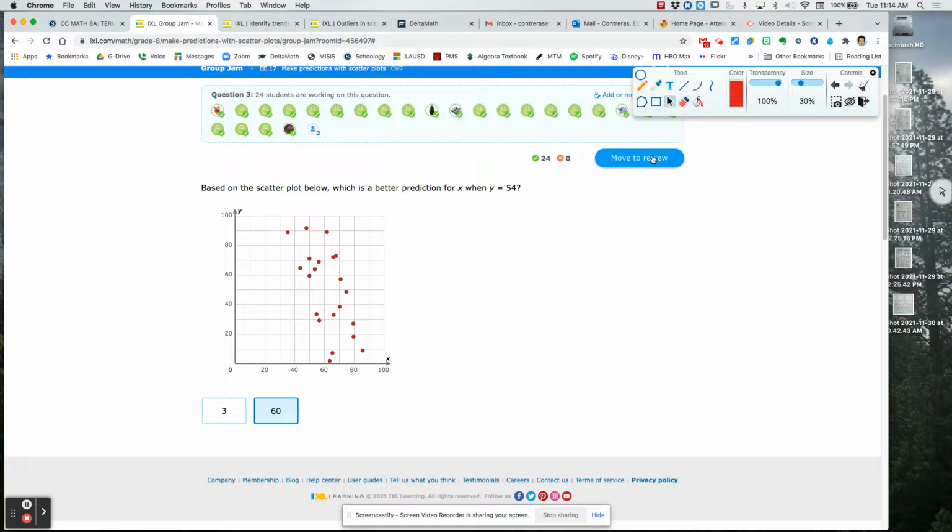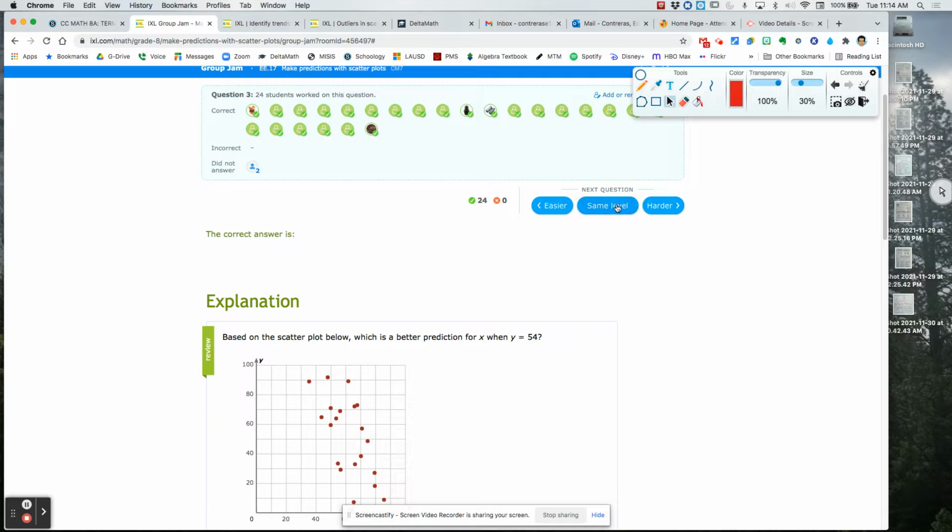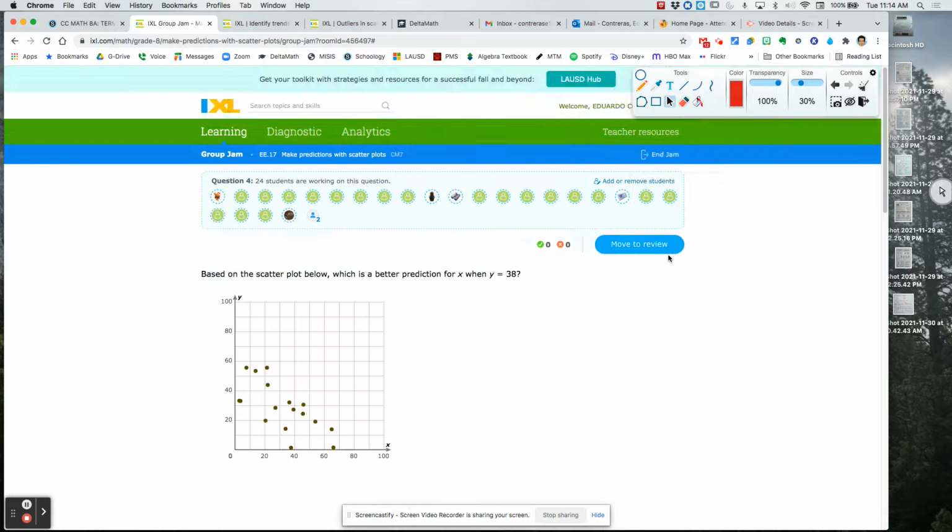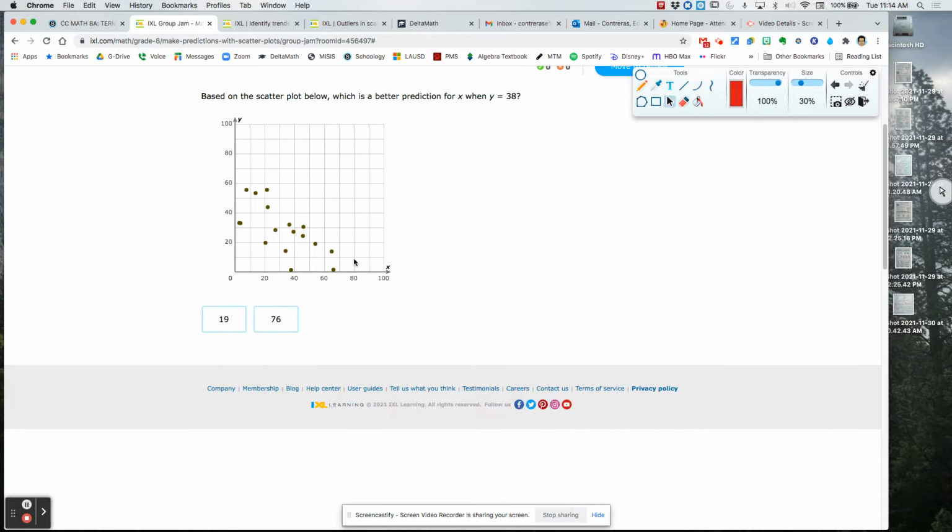Okay, this next one I'm going to let you do on your own. Same level. Here we go. So draw your line of best fit. Remember, it should be where you have about as many points on one side as the other, kind of in between. So draw a line. Looks like it's a negative association. And it says, which is a better prediction for x when y is 38?